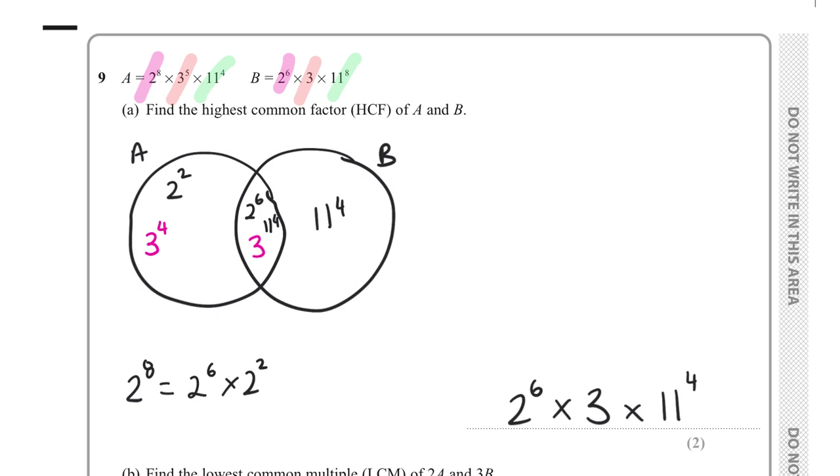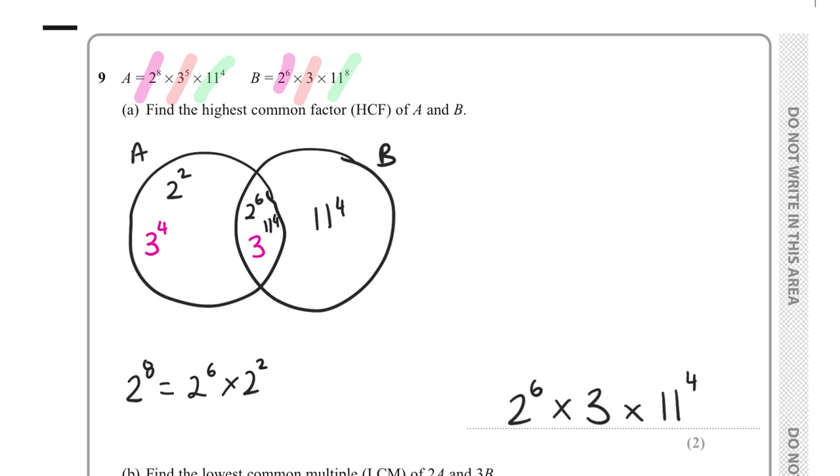Now, there is another way that Dr. Frost shows us, and he is absolutely fantastic, and it's about the highest power winning, or the lowest power winning, depending if you want the highest common factor or lowest common multiple. And it is a great way, however, we need to understand the mechanics behind what's happening, okay?